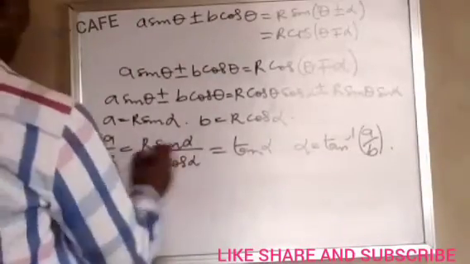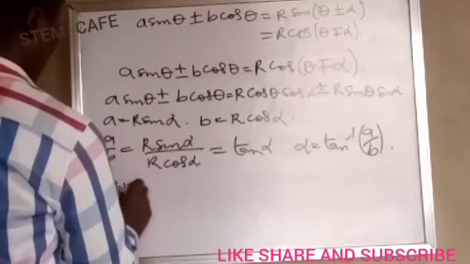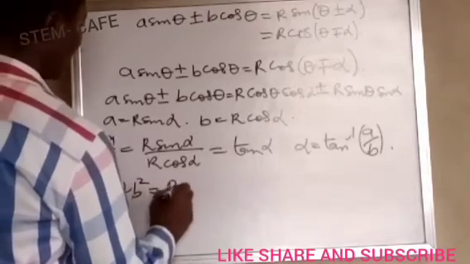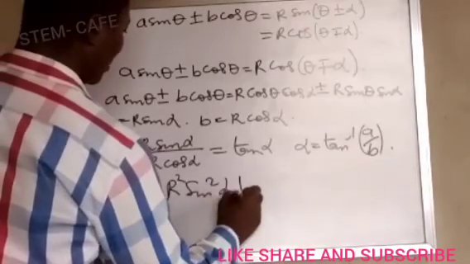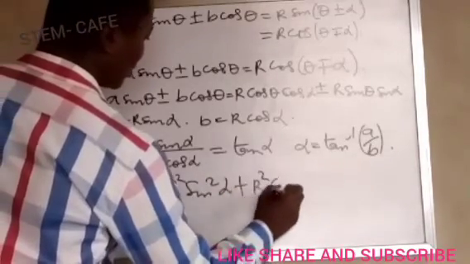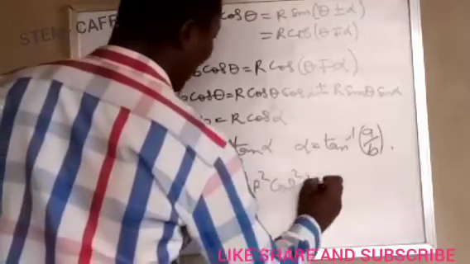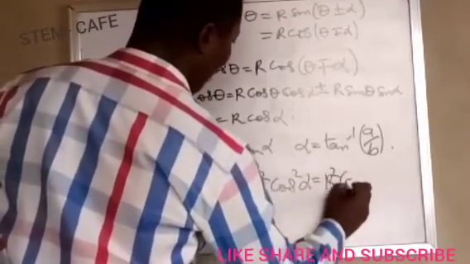Then a squared plus b squared is equal to r squared sine square alpha plus r squared cos square alpha, which is r squared into sine square alpha plus cos square alpha.